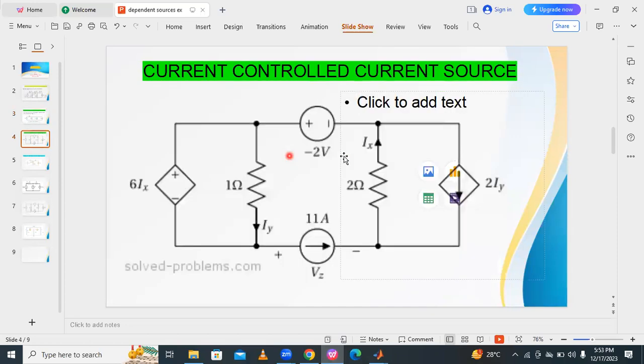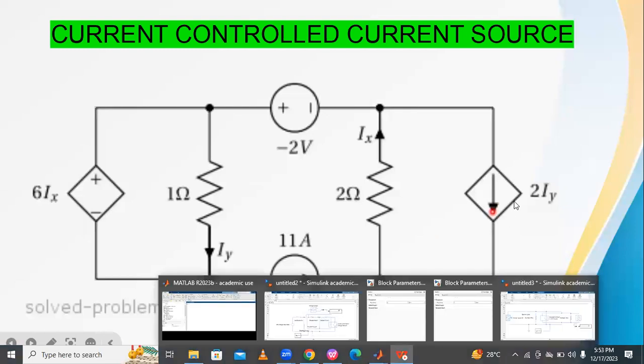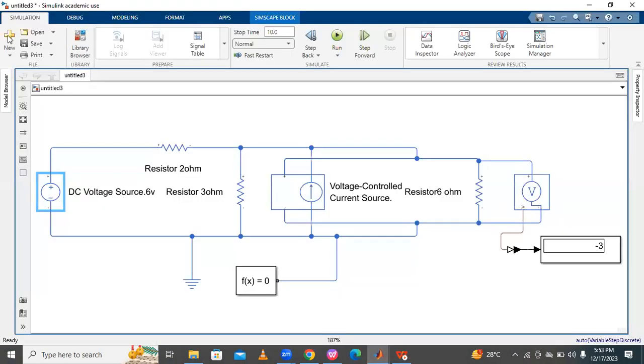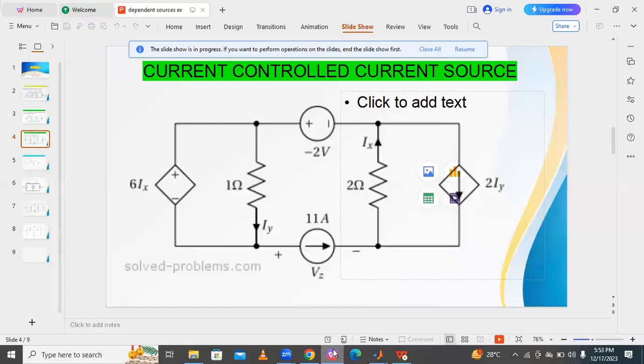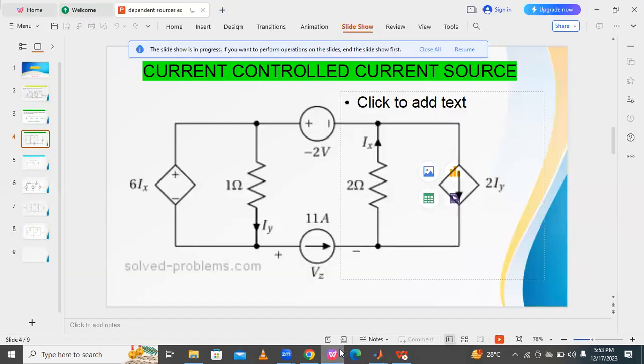Next, coming to another circuit: current controlled current source. 2IY is called a current controlled current source. Okay. Select new, then open circuit. Current controlled current source.